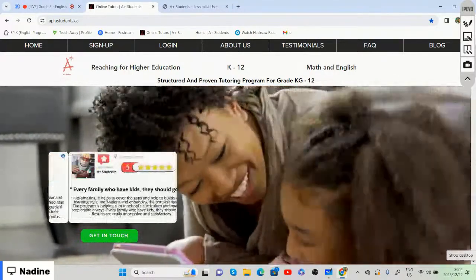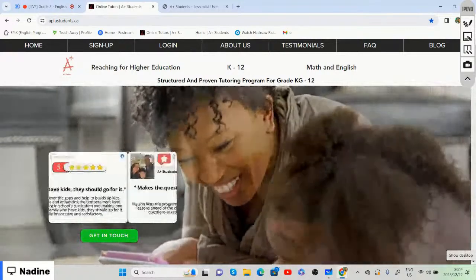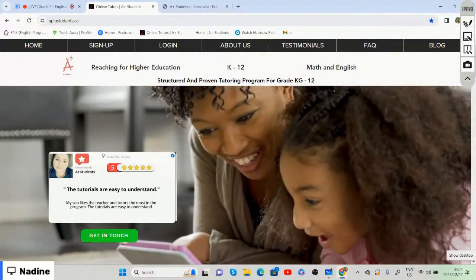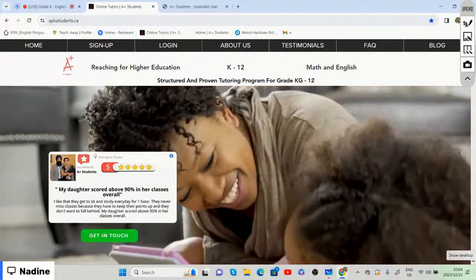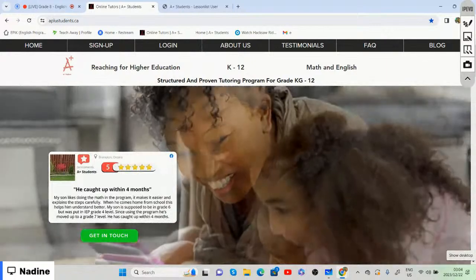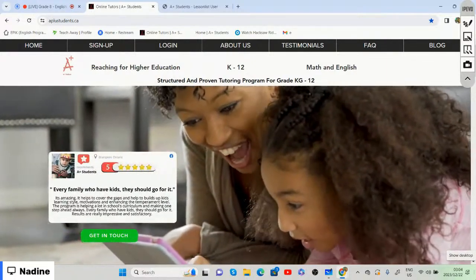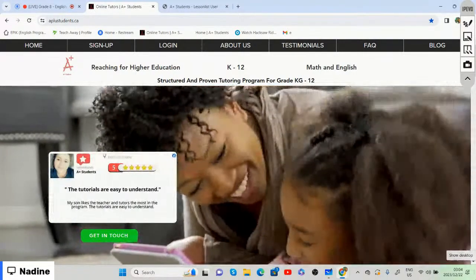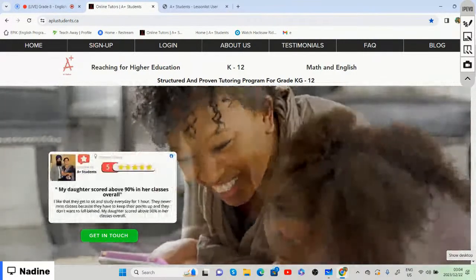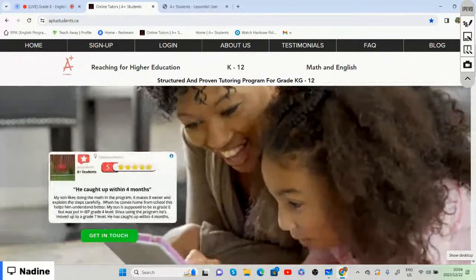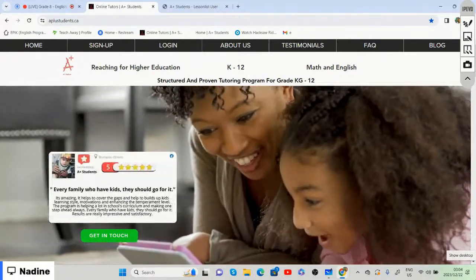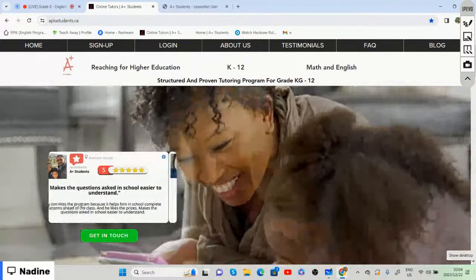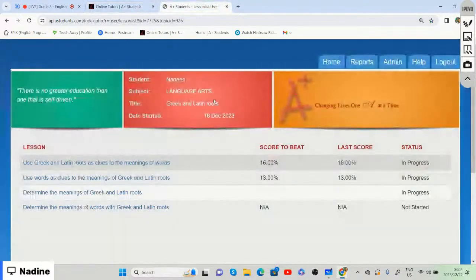Before we start our lesson on Greek and Latin roots, we are going to log into aplusstudents.ca. We're going to log in with our username as well as our password. Once you've logged on, you're going to select the subject of language arts, grade 8, and then scroll down until you get to the chapter of Greek and Latin roots.